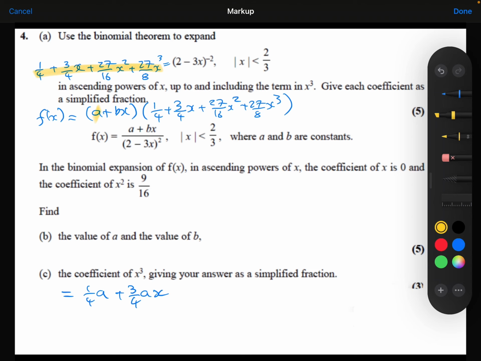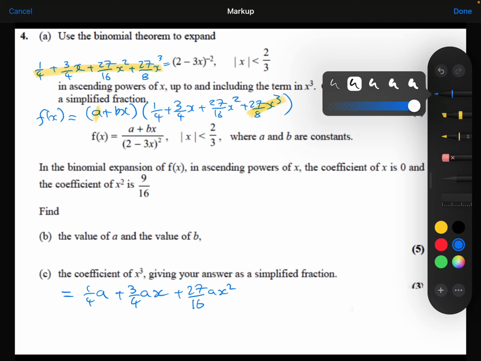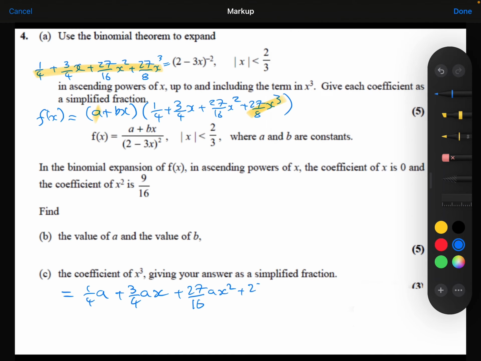We've then got the a times the 27 over 16x squared, so that's 27 over 16ax squared. And then we've got the a times the 27 over 8x cubed, which is 27 over 8ax cubed. Right, that's all of the a's multiplied. We're now going to multiply by the bx.